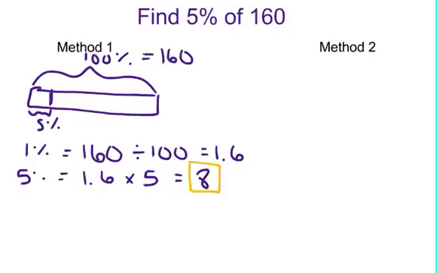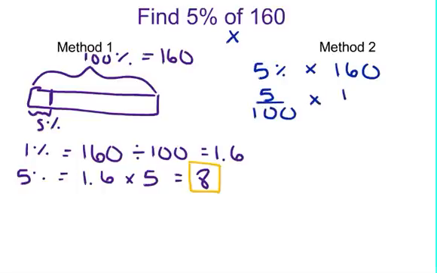Let's try it in the other method. The word of really means multiplication. So following that, we would be doing 5% times 160. We have to convert the percent to a fraction. So 5% is really 5 over 100, 5 hundredths, multiplied by 160 over 1.